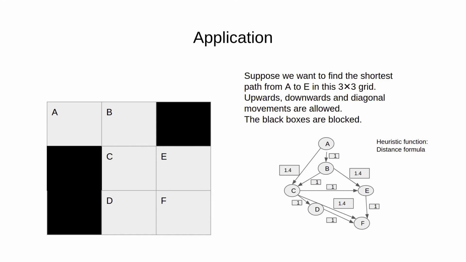To find the heuristic values, we may use just the distance formula, because the path length from say B to E will at least be the straight line distance between them. We have not shown the heuristic values in this graph because it will take a lot of space. However, we have shown the path lengths between each cells.